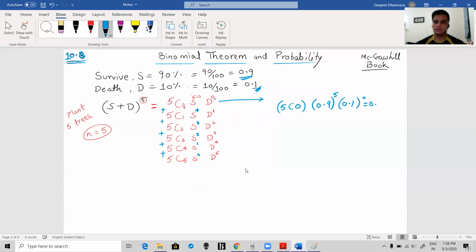So 0.59049. If you want to write the answer in terms of percentage, you can simply multiply this by 100, and the answer will be that there are 59.05% chances that 5 trees will survive. All of them will survive. So there are 59.05% chances.